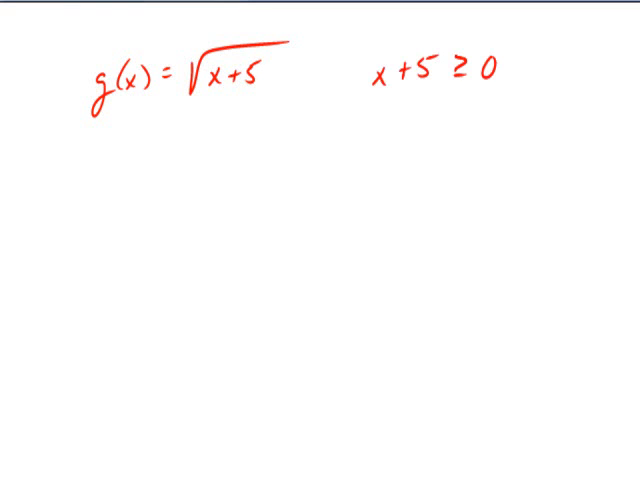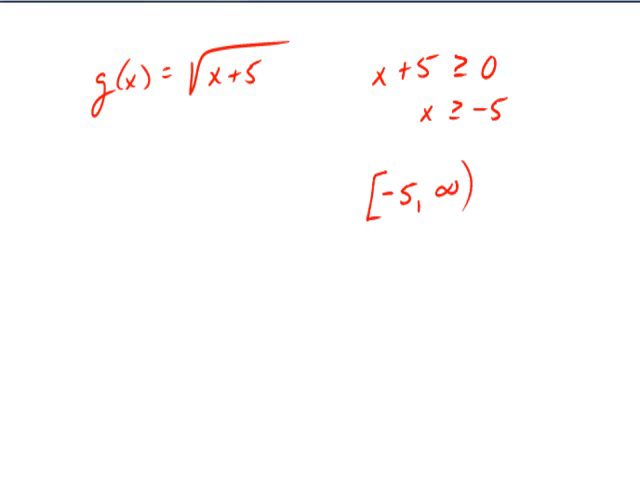This is a little different than what we did a little while ago with the fraction, because in that case the denominator could not be 0. In this case we're saying the radicand has to be greater than or equal to 0. If we solve this, we get x is greater than or equal to -5, which in interval notation would be from -5 off to infinity, including -5.